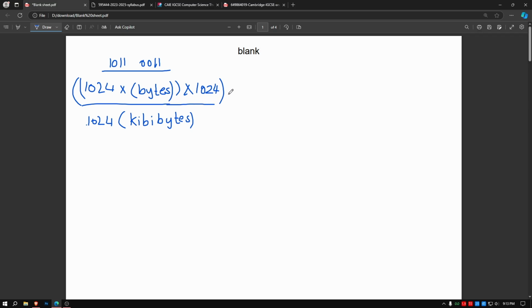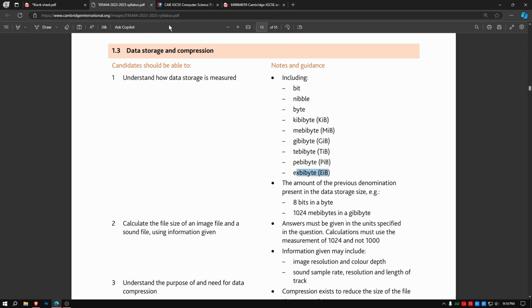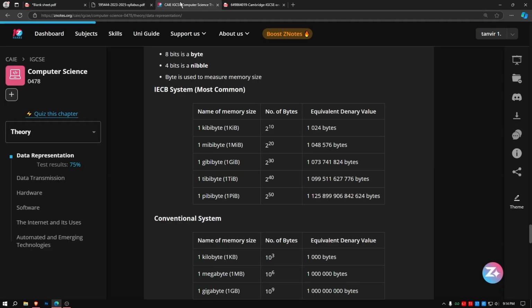Now, what if you want to go to gibibytes? So if you want to go to gibibyte, you need to multiply it by 1024 once more. And now we have the gibibyte. And then if you go one step higher to tebibyte, you can multiply it again by 1024. So this is the common thing you need to know. 1024. This is the number you need to know.